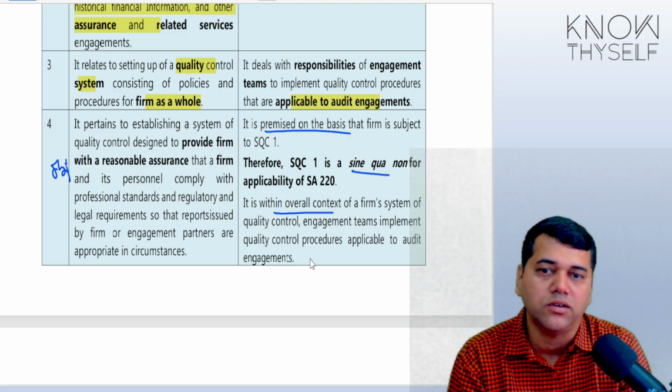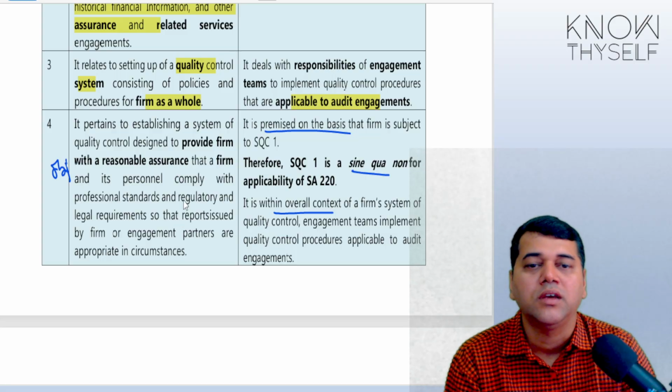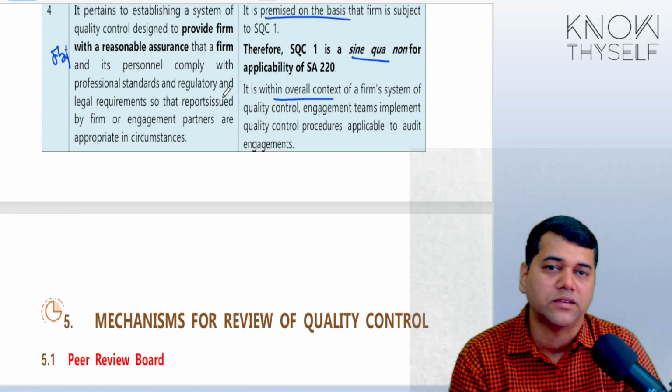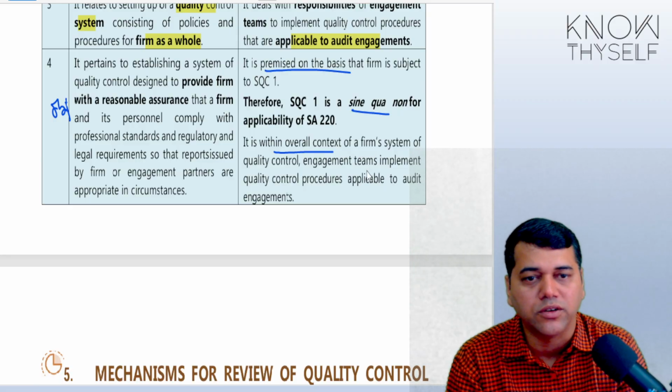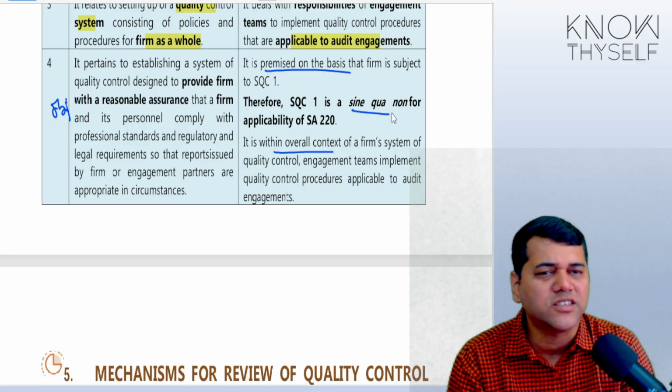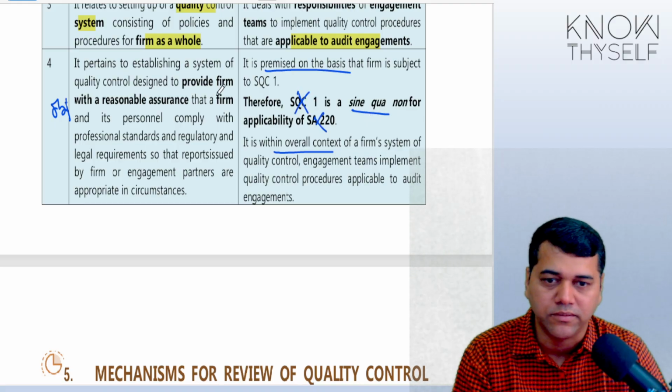So these are all the distinctions between SQC1 and SA220. SA220 operates within the overall context of a firm's quality control system implementation. We discussed already that if you don't have SQC1, you cannot expect SA220 to be there.